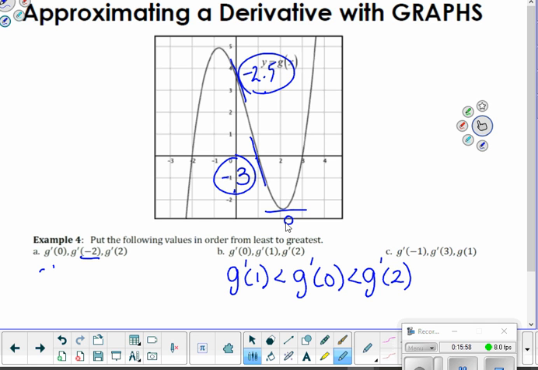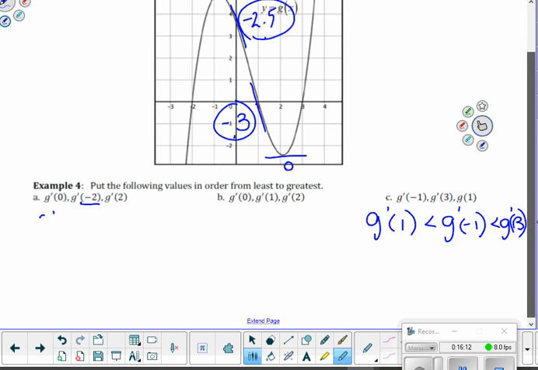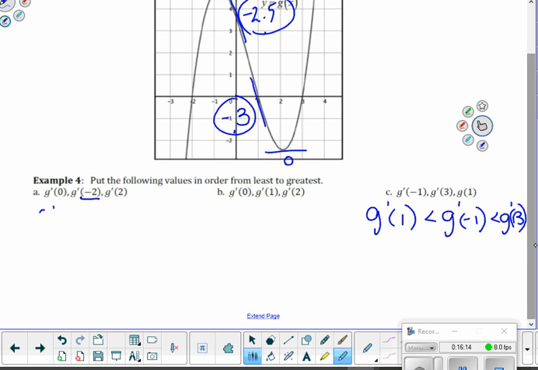Okay? And for C, let me just look at my notes for how I had this one organized. I had g prime of 1 less than g prime of negative 1 less than g prime of 3. So take a look at those individual slopes, and that's the way it should organize.